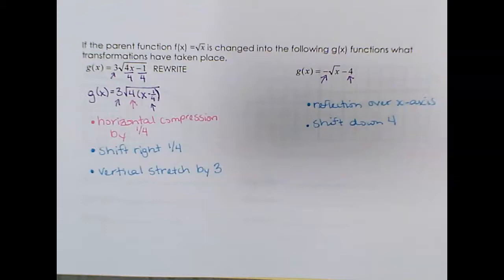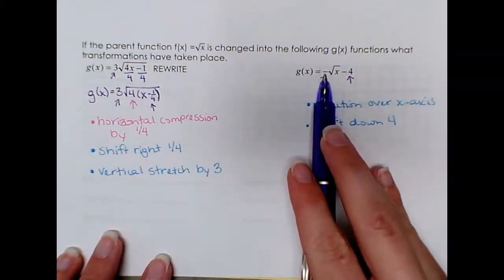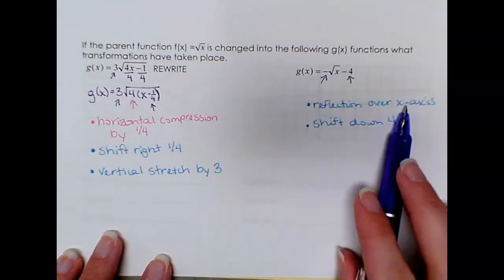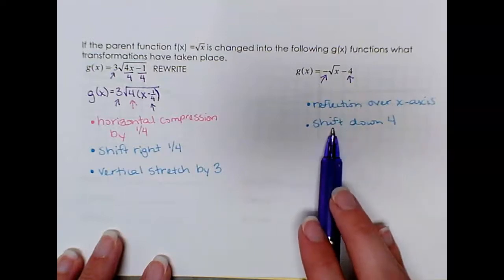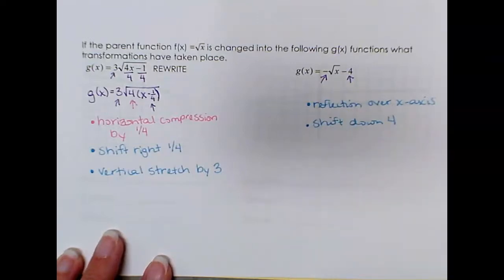So this function g of x only has 2 transformations occurring. We have a minus outside, indicating a reflection over the x-axis, and then we have a minus 4 also on the outside, indicating a shift of the function down 4 units. So these are the transformations that occur.